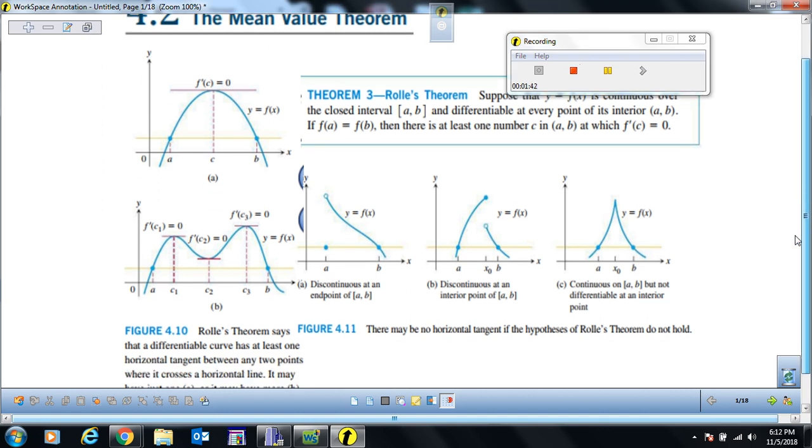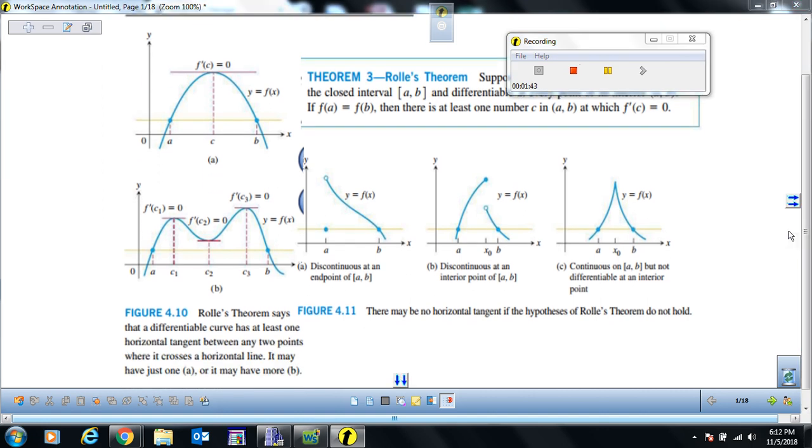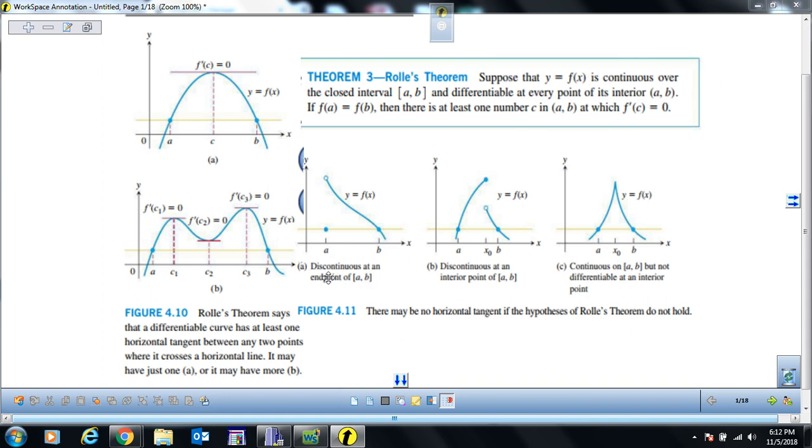It also says that there are some exceptions to when there may not be a tangent line. So, for example, letter A here says the function is not continuous at an endpoint of a and b. What if it's not? Because you see the definition says that the function has to be continuous over the closed interval, including a and including b. But if it is discontinuous, actually here at a, you can see here the open circle, and this point being removed.